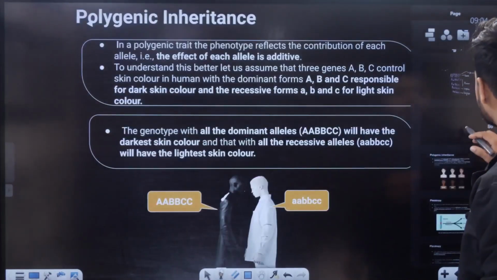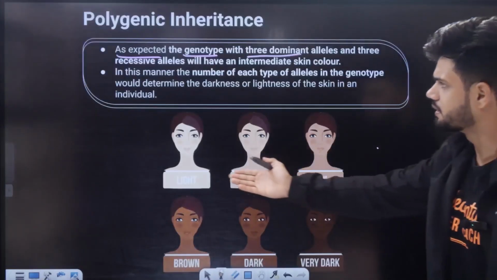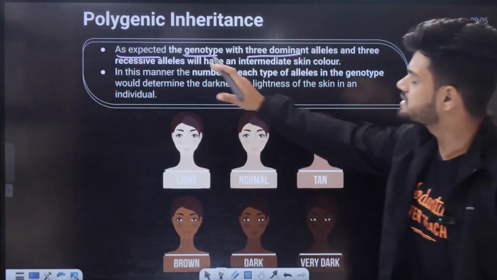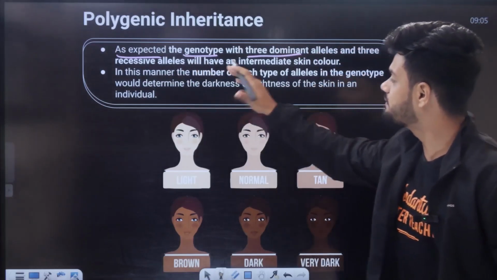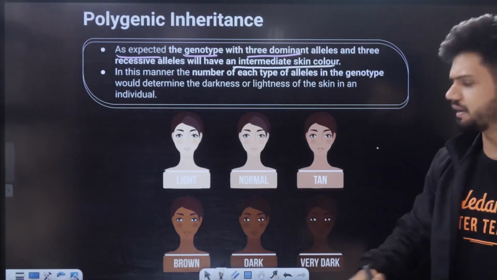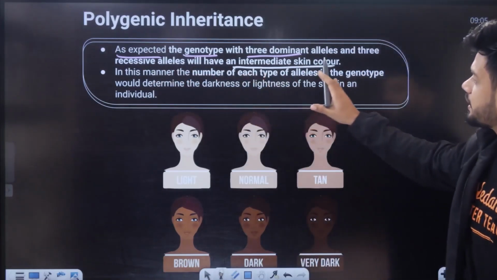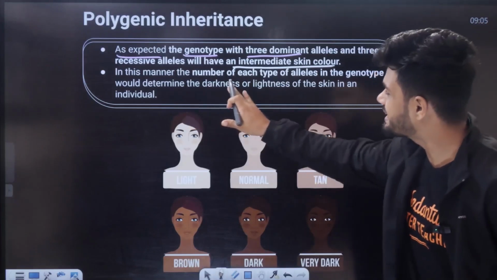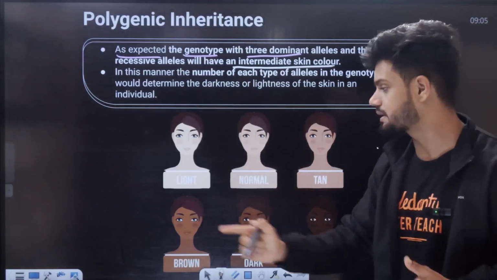That is the polygenetic inheritance. One more example is given here: skin color. As expected, a genotype with 3 dominant alleles and 3 recessive alleles will have intermediate skin color. So 3 dominant, 3 recessive, intermediate in the middle. In this manner, the number of each allele in the genotype would determine the darkness or lightness of the skin color. So the more dominant alleles, the darker the skin color.